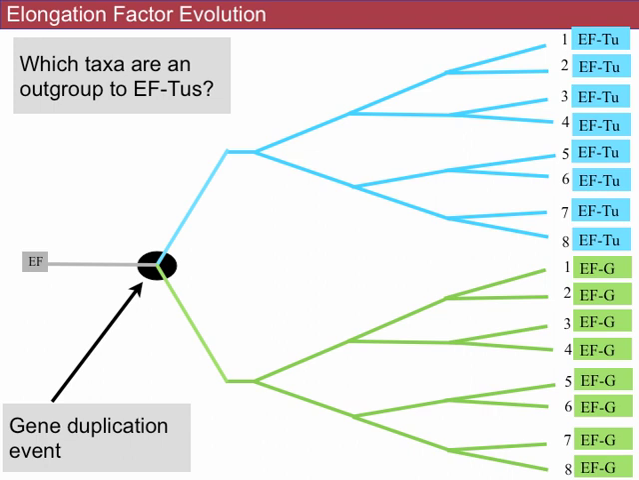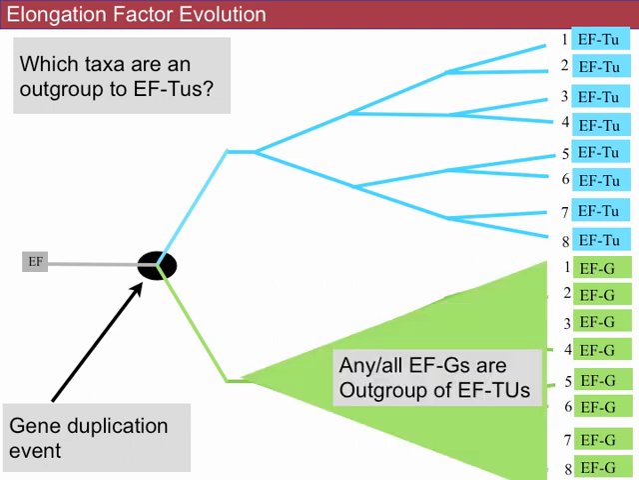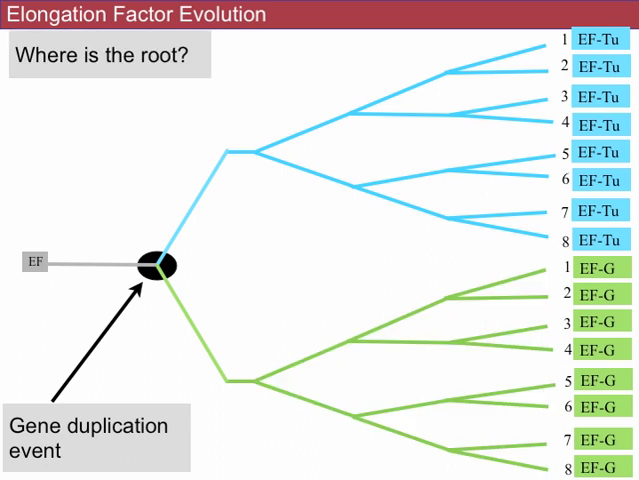The inverse is true for the EF2s. Any and all of the EFGs are outgroups for the EF2s. So where is the root on this tree?